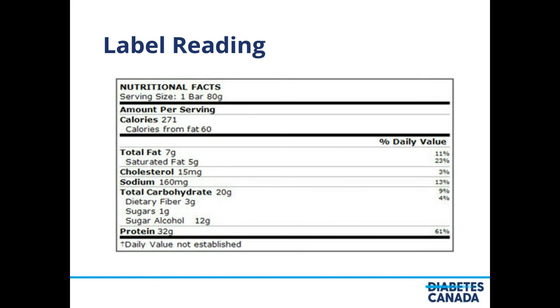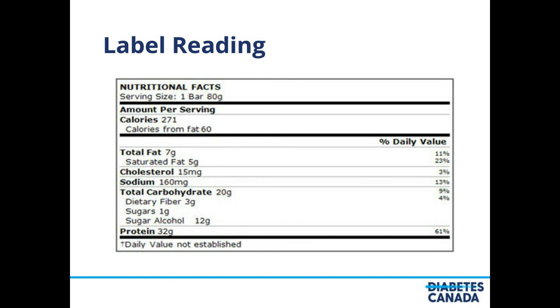So I'm just going to quickly explain here. We've got the total grams of carbohydrate, which are 20, in bold print. Underneath, we've got dietary fiber, which is 3. We've got sugar, which is 1, and we've got sugar alcohol, which is 12. Now, of that 20 grams total, underneath indented, 3 of the 20 is fiber, 1 of the 20 is sugar, and 12 of the 20 is sugar alcohol.